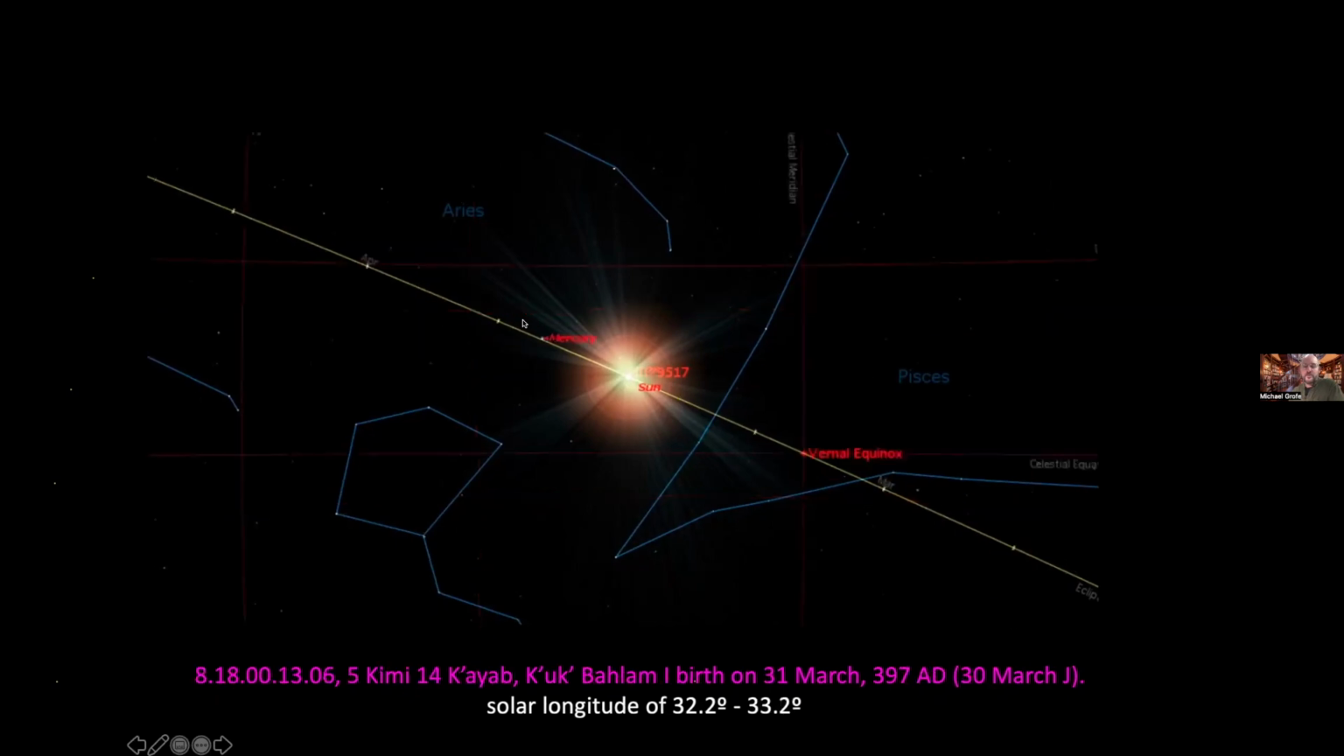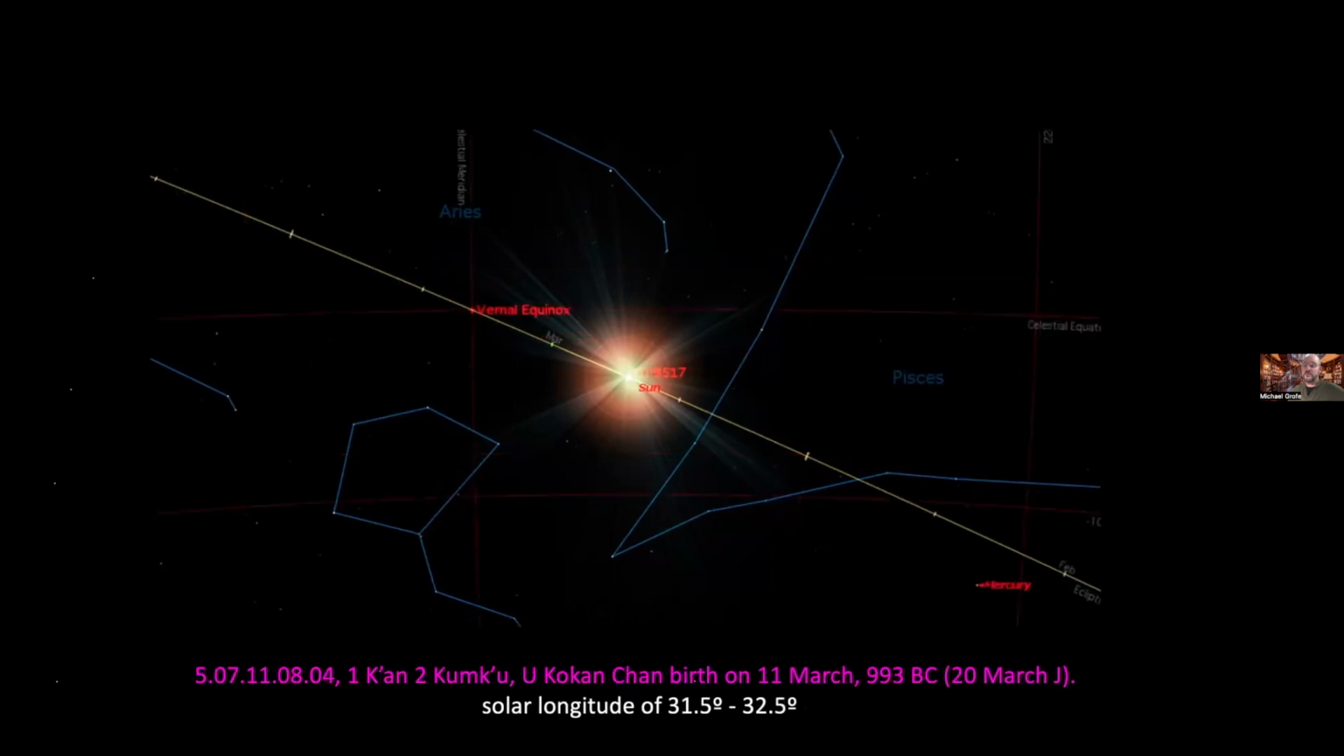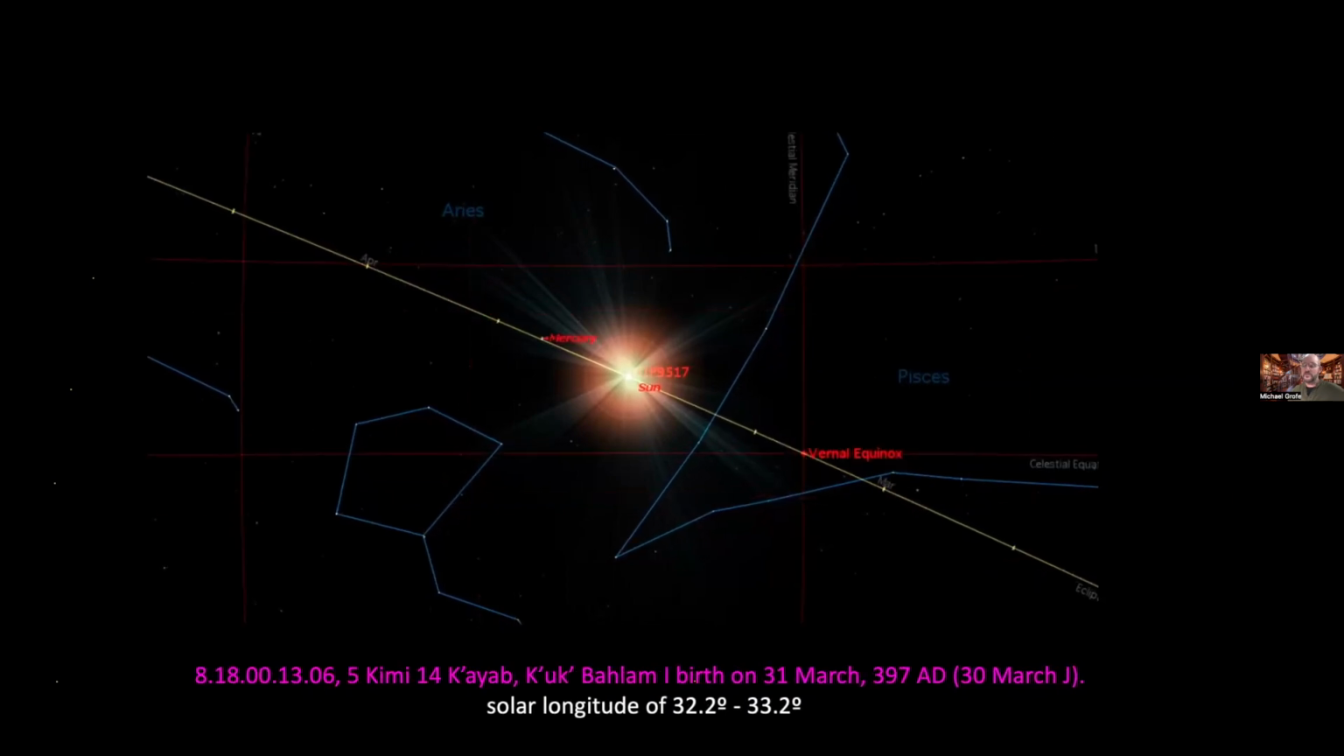Okay, but notice when we then fast forward to the birth of K'uk Bahlam, these are now two births of two kings separated by some 1,400 years. The birth date of K'uk Bahlam here is on 31st of March, 397 AD. Notice it's a different time of year, but it is in the exact same position of the fixed stars. So solar longitude here, 32.2 to 33.2. I'll go back, whoops, so you can compare the two together. They are extremely, extremely close.